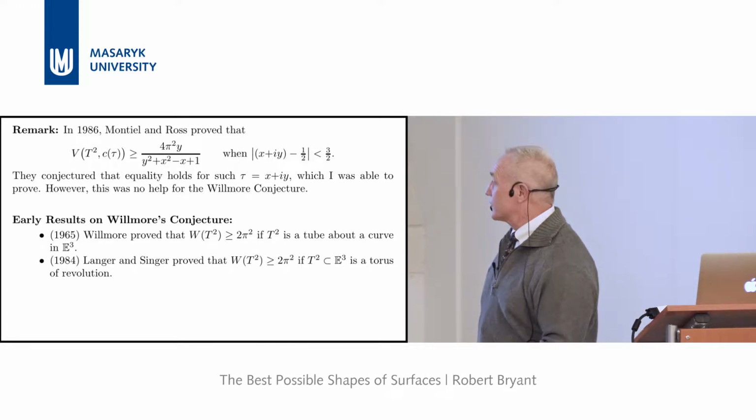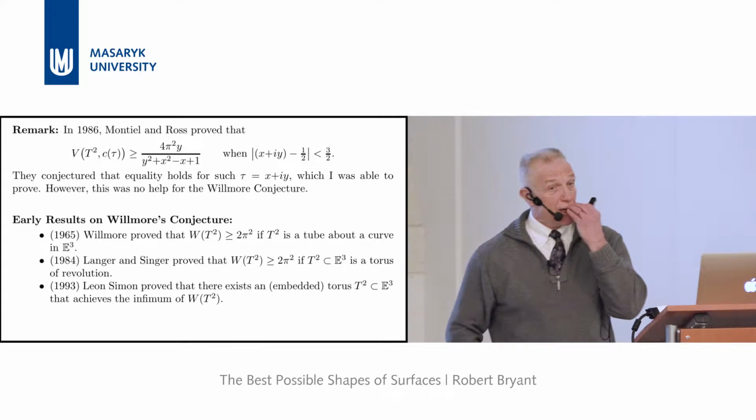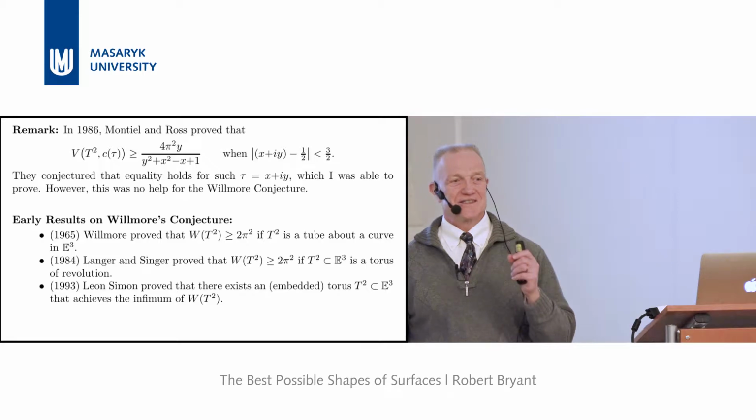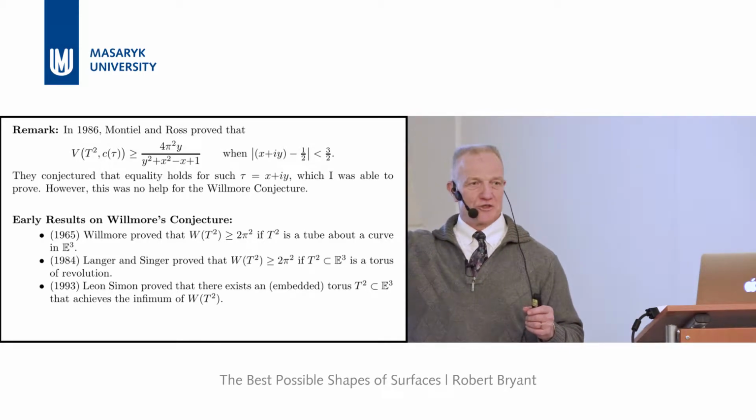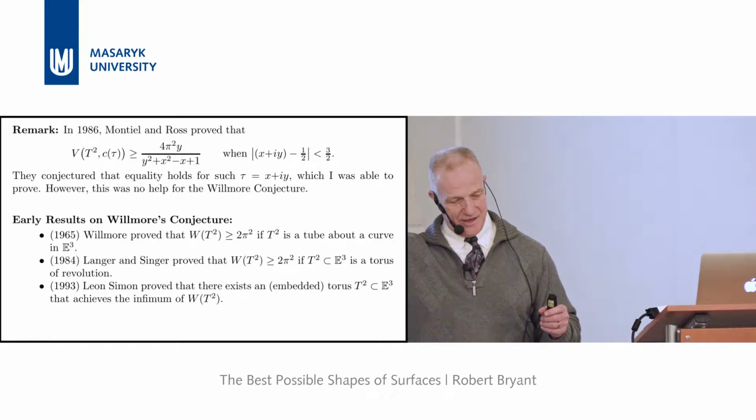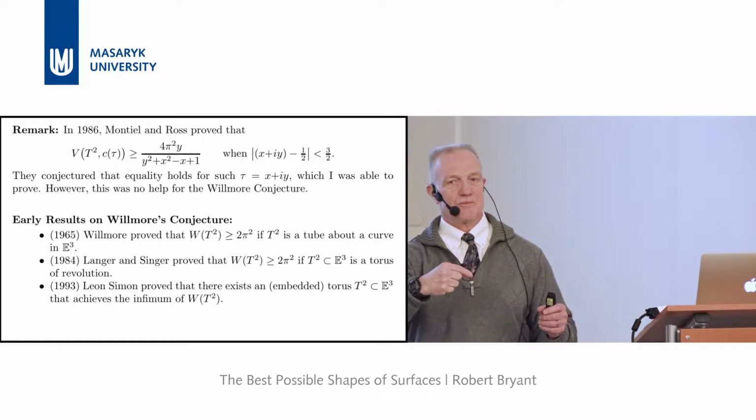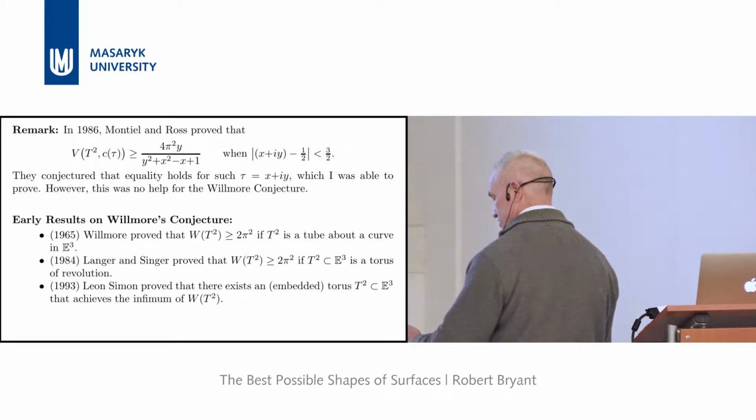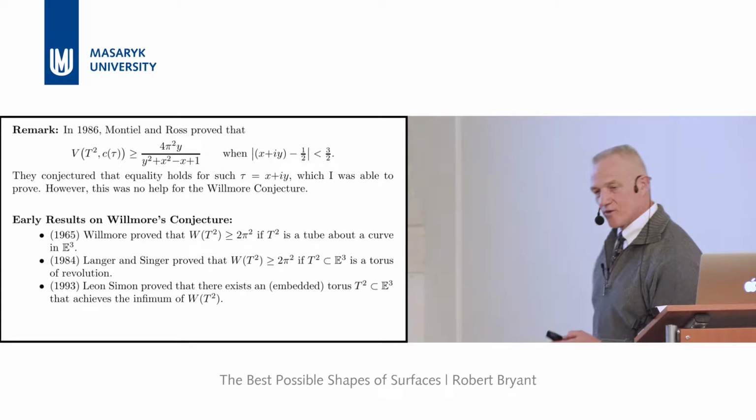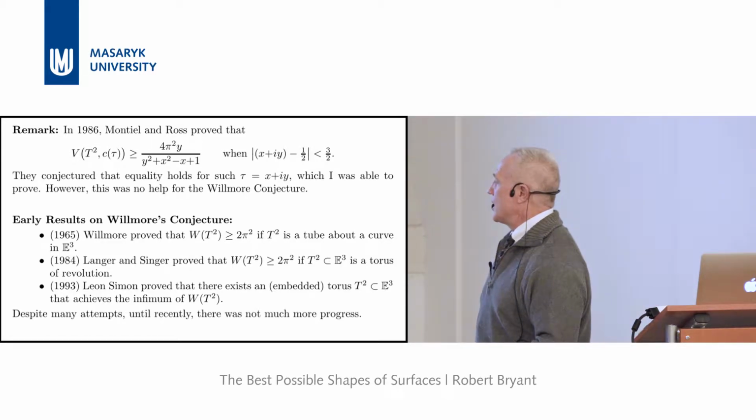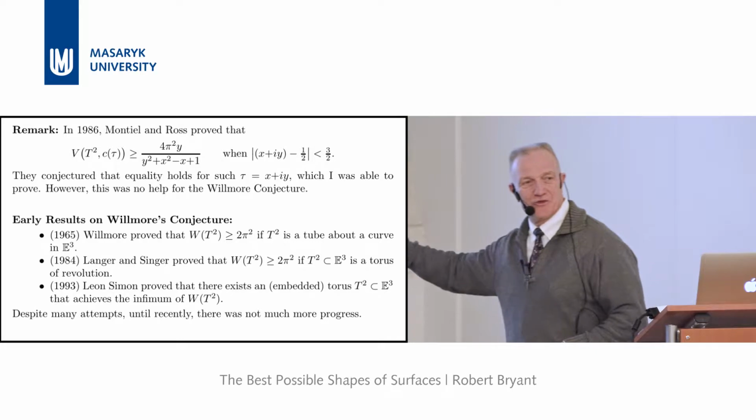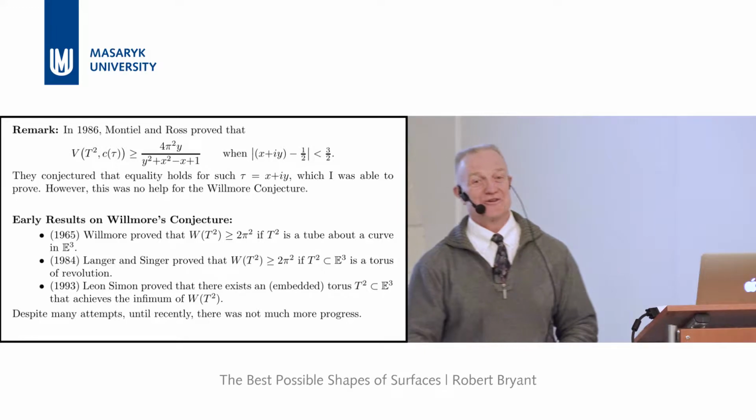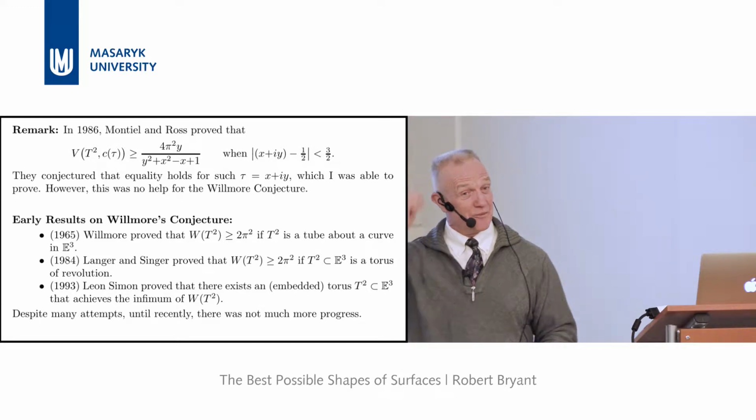Then there was a big breakthrough in 1993 when Leon Simon proved that there is a minimum. That it's possible to choose a sequence that goes down to the minimum that doesn't collapse the handle. I'll say a little bit about what that is, just to give you an idea of what's involved. But before I say that, let me warn you that there's going to be a big gap between 1993 and when the next real progress on the Willmore problem is made.